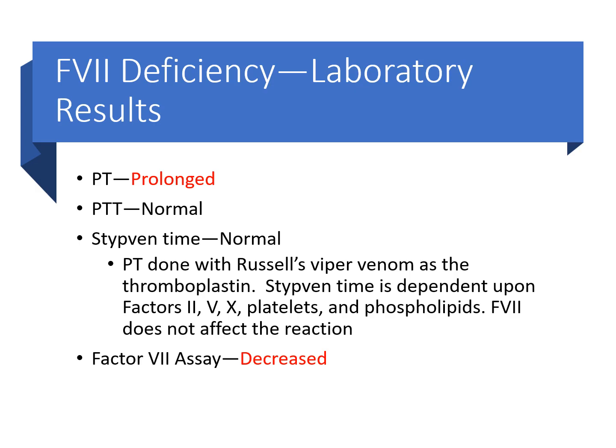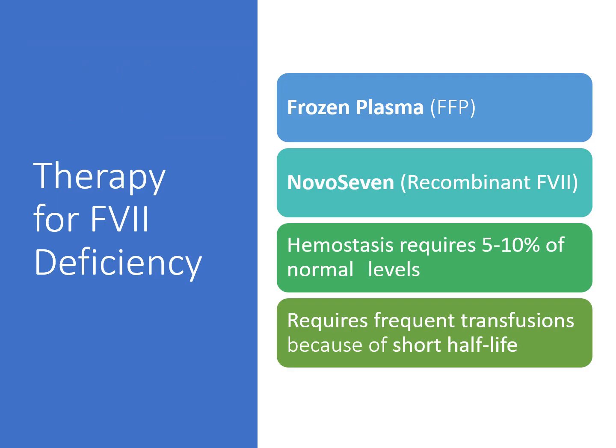We would do a factor-specific assay for factor 7, and we would find that to be decreased as well. Therapy for factor 7 deficiency is going to look something like this. In the event of a large bleed, fresh frozen plasma would be a treatment of choice. If we know the patient has a factor deficiency and we're doing replacement therapy specific for factor 7, they may have injections of Novo 7.